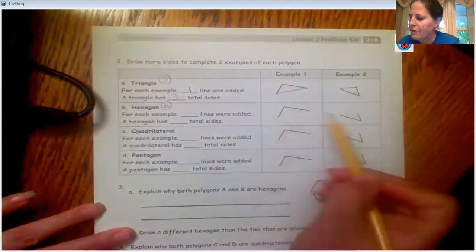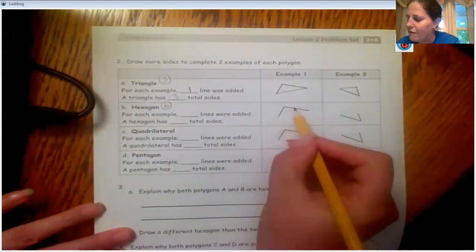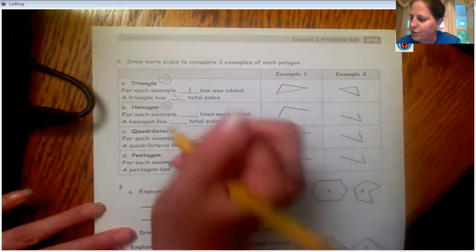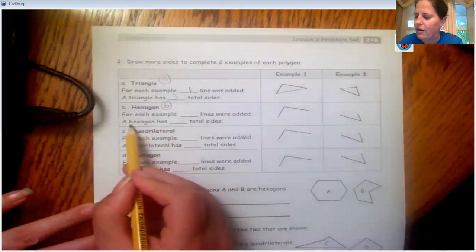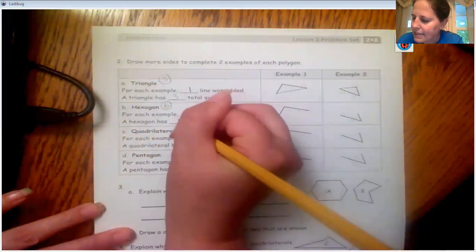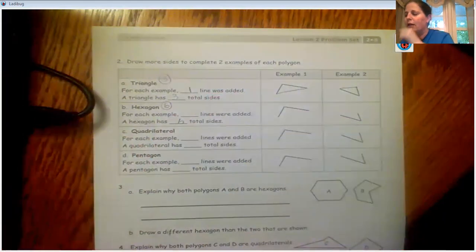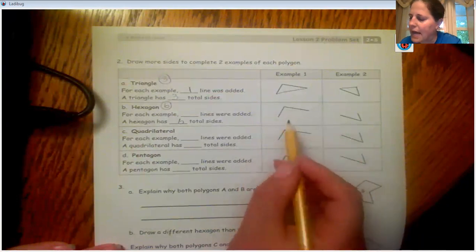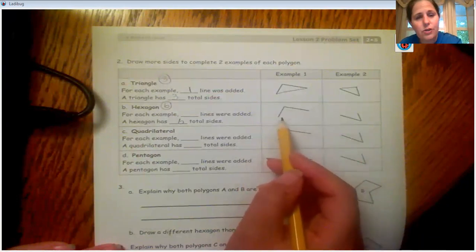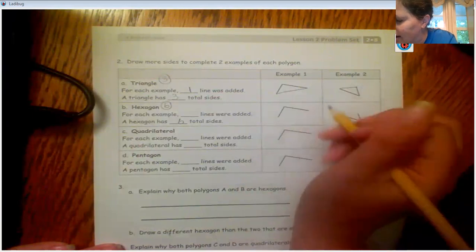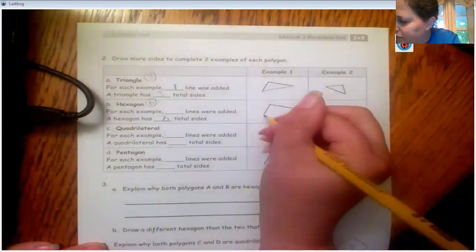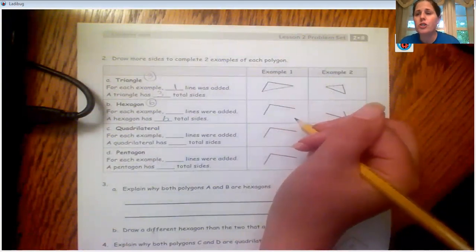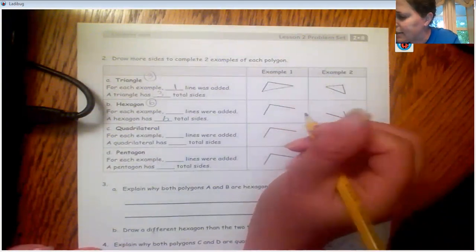So when I look at my 2 examples, they right now only have 2 sides. And if I need a total of 6, which I'm going to go ahead and fill in right here, a hexagon has 6 total sides. So if I have 2 sides, I'm going to need to add 4 straight sides to finish the hexagon. So let's see. There's no right or wrong way to do it as long as you're adding 4 straight sides.